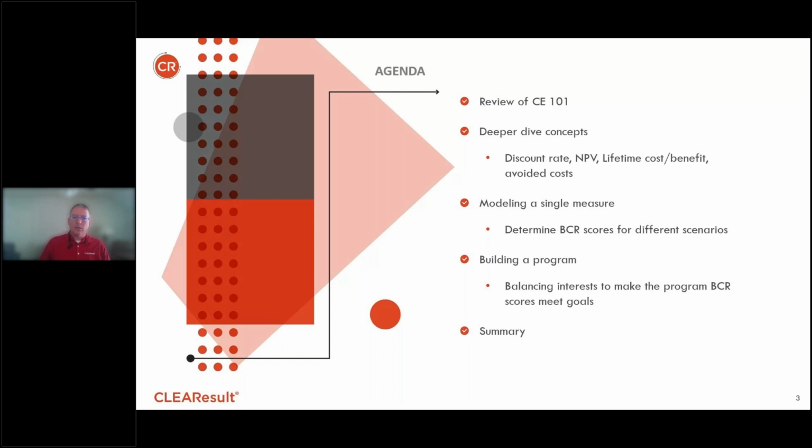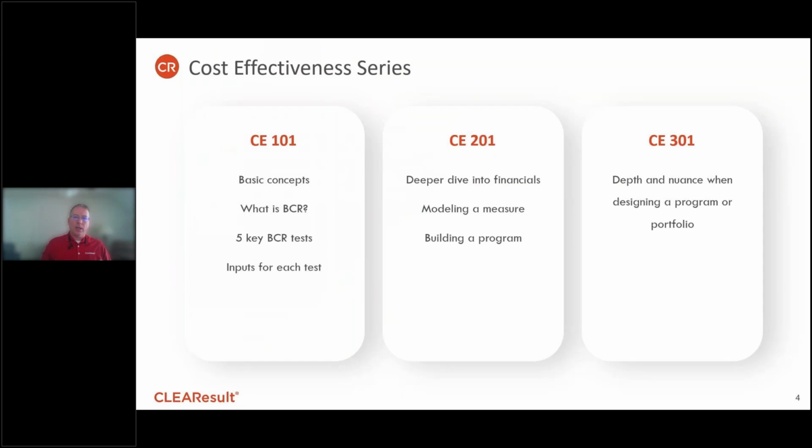So again, this is the second session in our series of cost effectiveness. 101 was, again, last year on a webinar and at Energy Forum. 201 we presented live at Energy Forum, and 301 is upcoming. But 101 covers the basics. What is a benefit cost ratio? What are the 5 key tests? I'll go over some of that stuff.